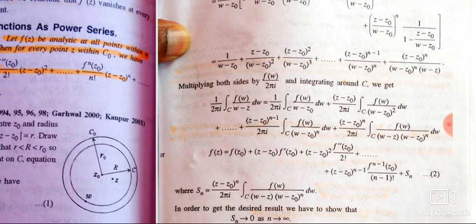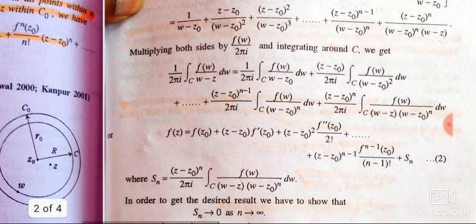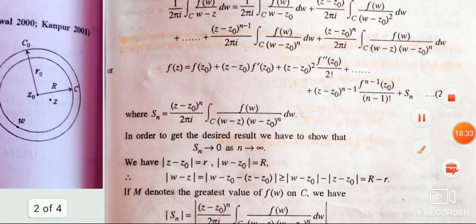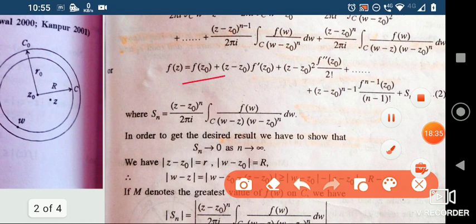So if you compare each term in that way, then what will we get? We'll get f of z is equal to f of z0 plus z minus z0 into f dash of z0 plus z minus z0 square f double dash of z0 by 2 factorial, and all this.